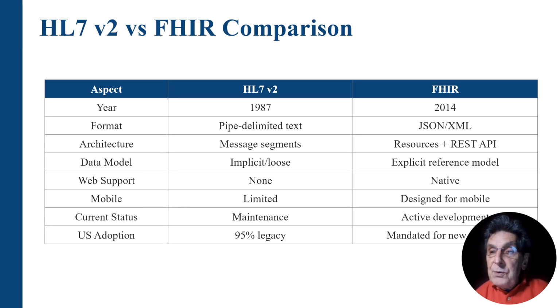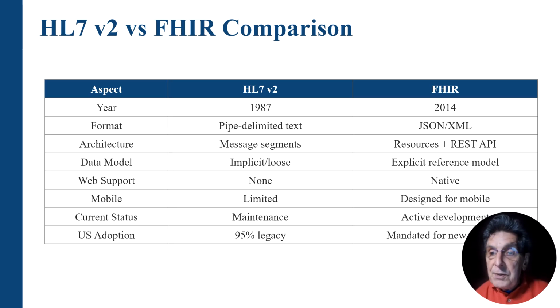So let's put V2 and FHIR side by side so that you can see the differences more clearly. The year, that's when we started these things. HL7 goes back to 1987 and FHIR only to 2014. 3 decades of difference. Format, V2 uses the pipe-delimited text. FHIR uses JSON or XML, and JSON being the dominant choice for most modern applications.